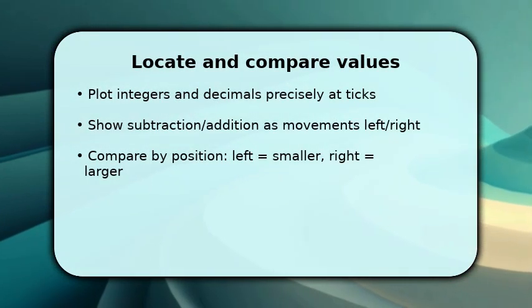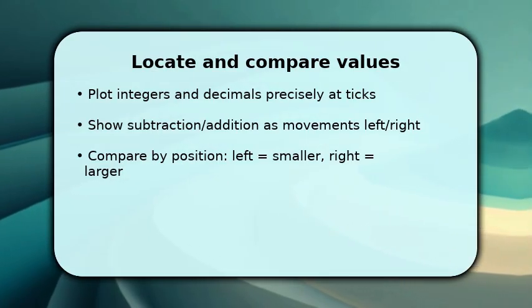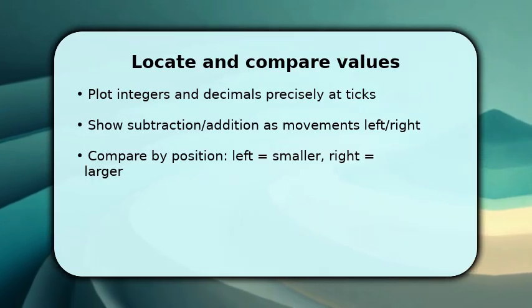Now plot numbers. Find each value on the scale and place a clear dot or arrow. For decimals, count smaller divisions, for example 0.5 will be halfway between 0 and 1.